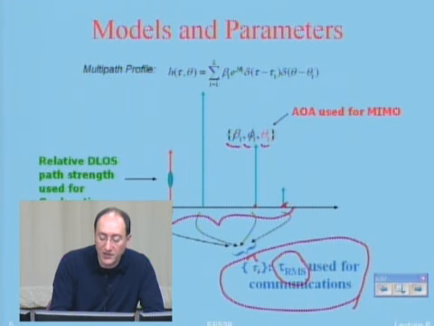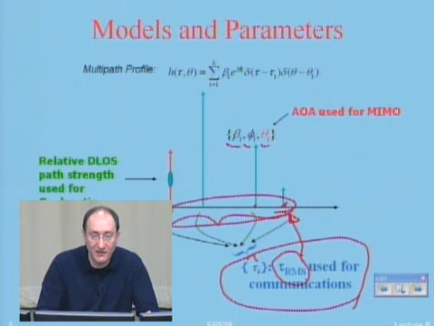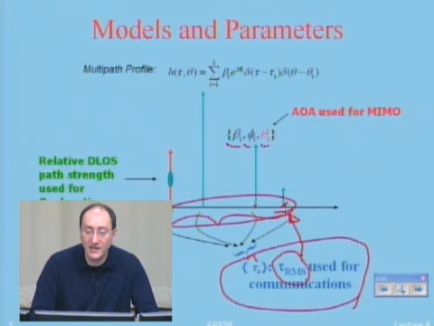But what if the first path was strong and the last one was very weak? So a better measure of the spread of these multipath is the RMS delay spread, which is the second central moment, a sort of RMS value, like when I'm talking about DC versus AC. That RMS is the same as this RMS. RMS is always the second central moment.